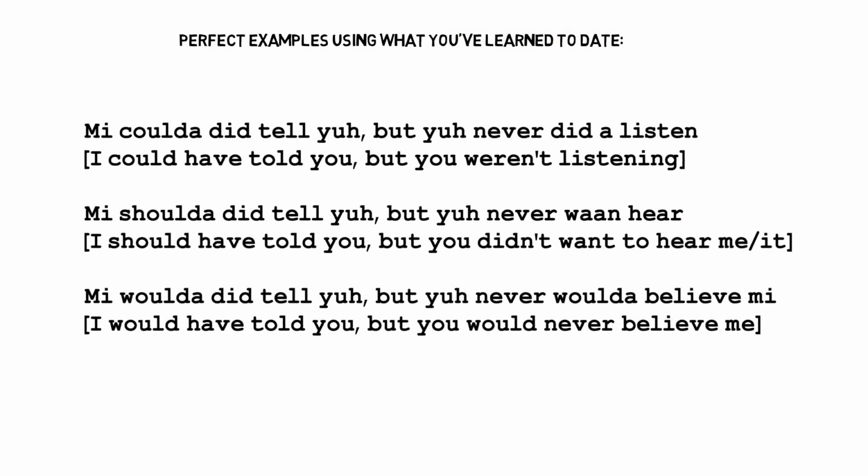Here are a few examples in conversation to show you how it would be used. Me coulda did tell you, but you never did a listen, which is I could have told you, but you weren't listening. Me shoulda did tell you, but you never want to hear, which is I should have told you, but you didn't want to hear me. Me woulda did tell you, but you never would have believed me, which is I would have told you, but you would have never believed me.